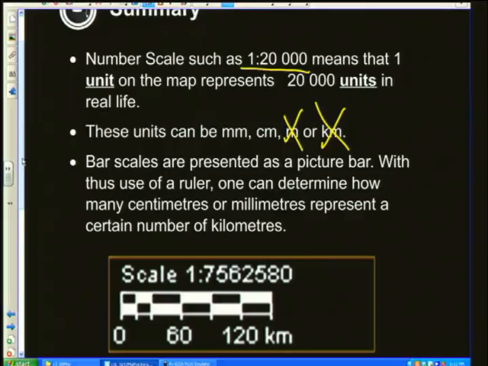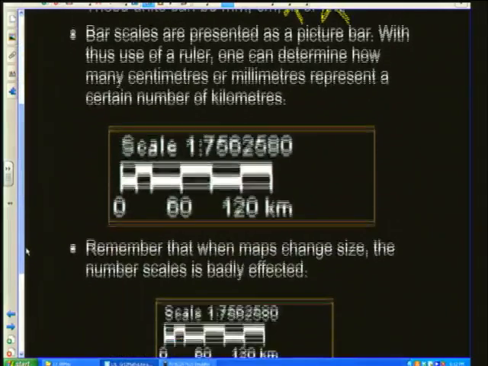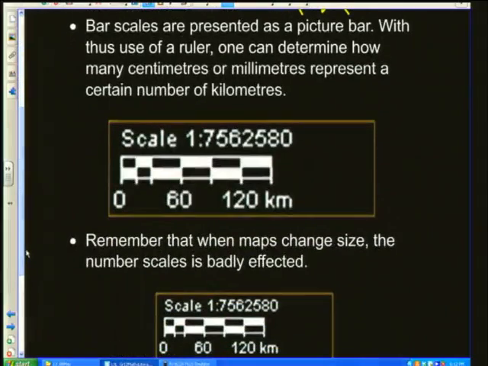Now, bar scales are presented as a picture bar. With the use of a ruler, one can determine how many centimeters or millimeters represent a certain number of kilometers. What do I mean by that? Well, first of all, this is called a picture scale, or a bar scale. And you can see you've got the bars represented there.